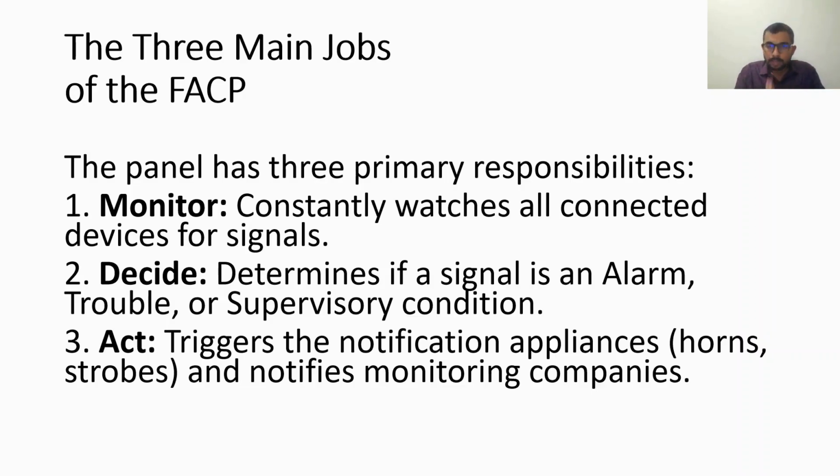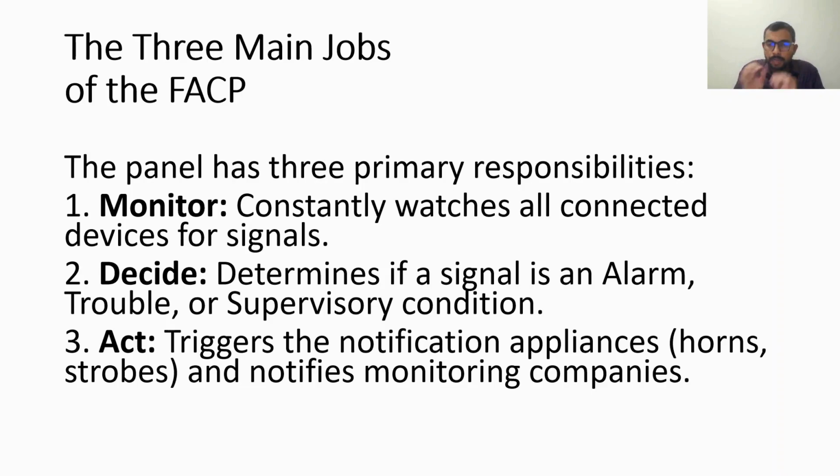The second job is to decide. It is to determine whether the signal which is coming from the device is normal or whether it represents any of the three signals. The common three signals in the fire alarm system include the alarm, supervisory and trouble. So whether it is any of the three or a normal signal has to be determined by the fire alarm control panel.